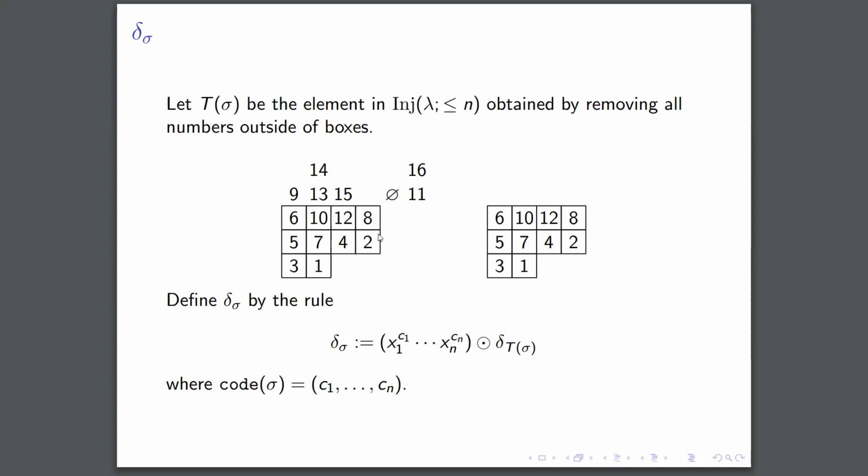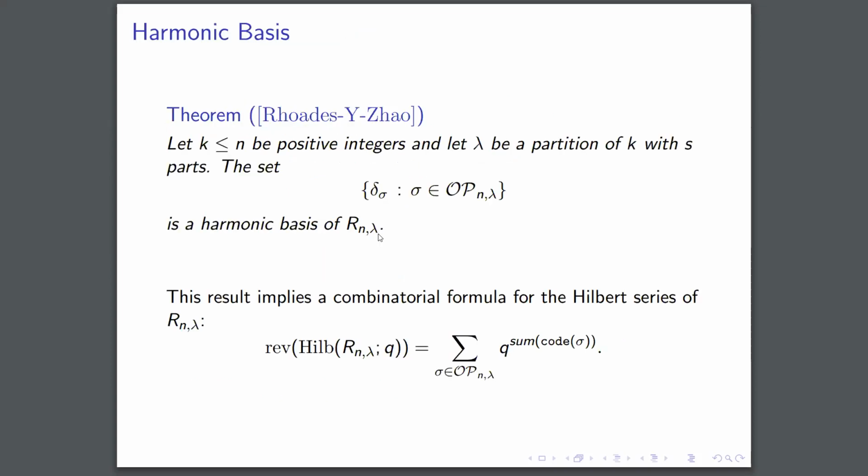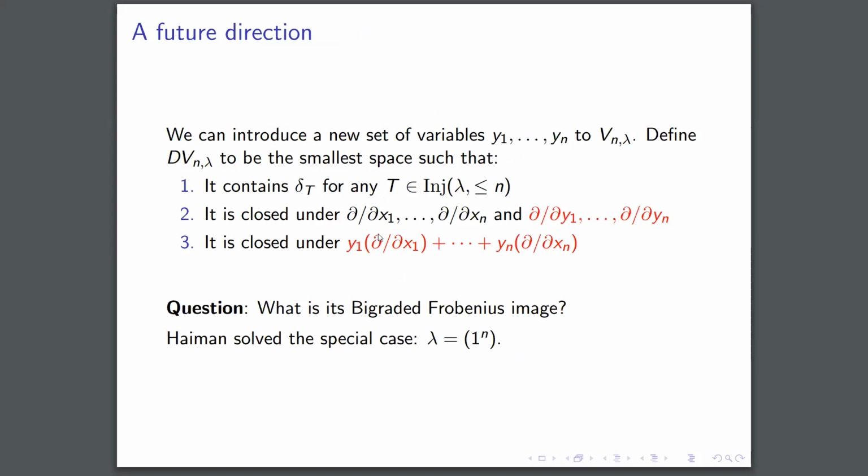Do you have any thoughts on the last problem you posed, future directions? Maybe for different lambdas you could use Macdonald polynomial operators or something? No ideas. I think it's even kind of open to connect these rings directly with these delta operators and so forth. Right. Okay.